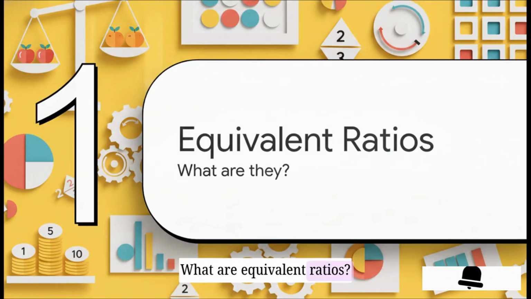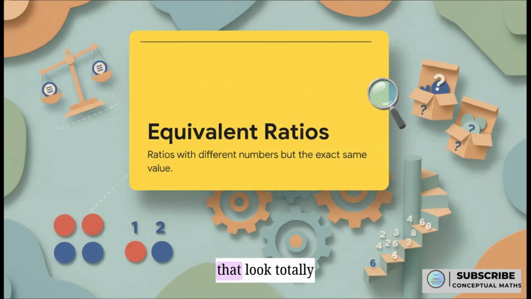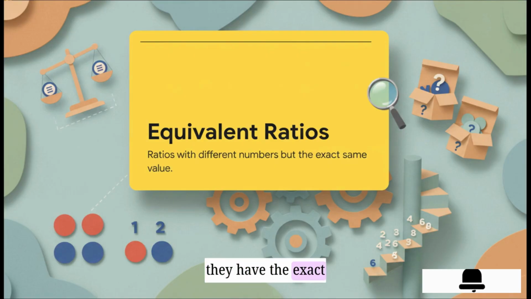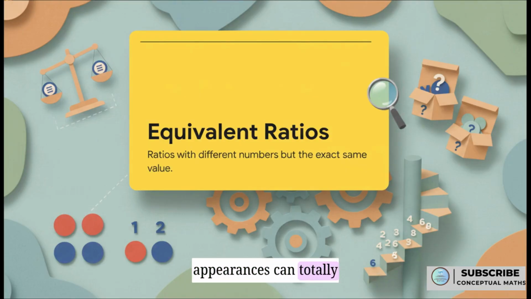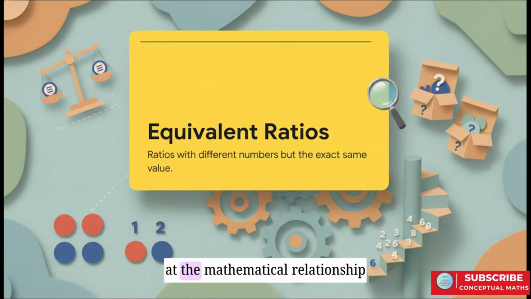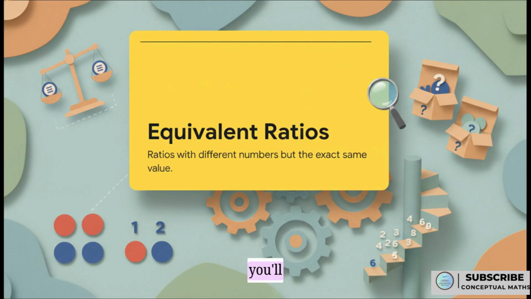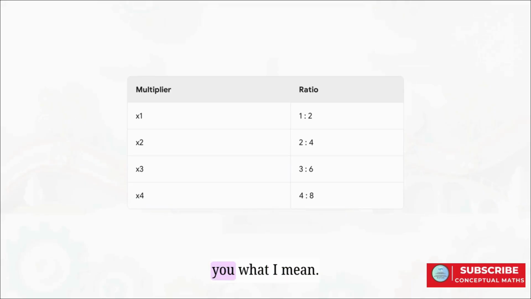What are equivalent ratios? So equivalent ratios are basically just ratios that look totally different on the surface, but deep down, they have the exact same underlying value. You know, in math, appearances can totally be deceiving. You might be staring at two completely different sets of numbers, but when you really peek under the hood at the mathematical relationship between them, you'll find that their constant core value hasn't changed at all. It's really all about proportion. Let me show you what I mean.